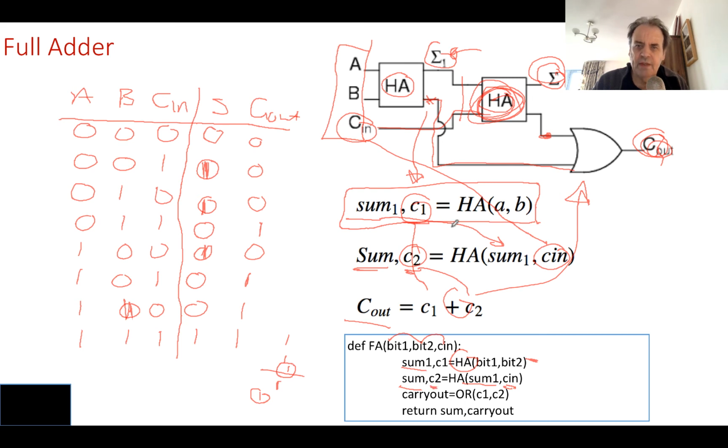And also get another carry here. We'll then take the 2 carries from the half adders, and that will give us our carry out. And then in Python we can return the 2 values back together. Okay, so that's a full adder circuit.